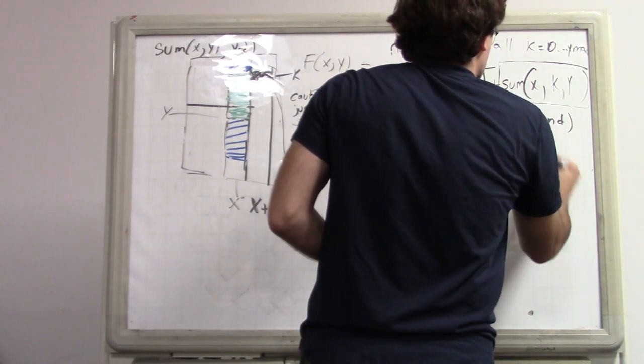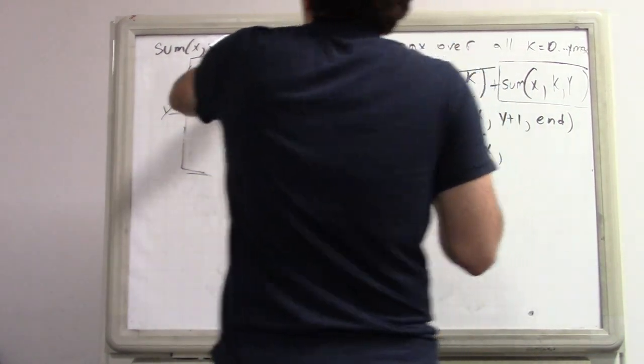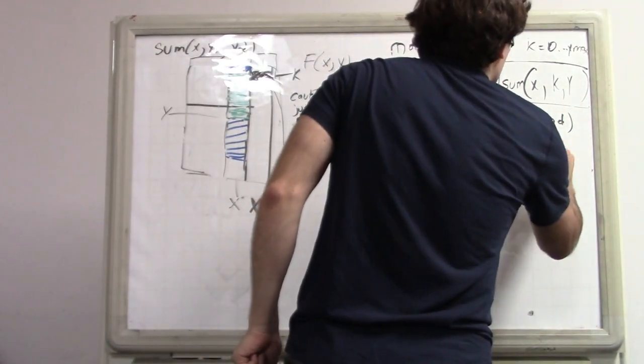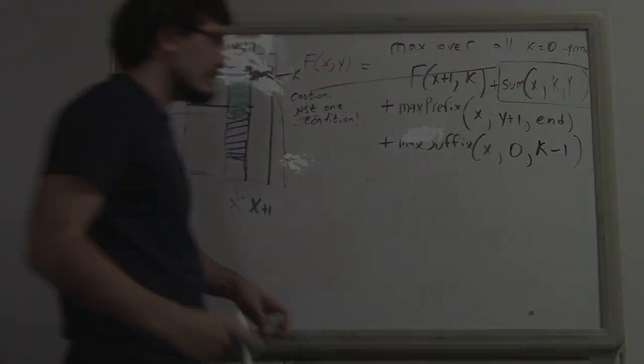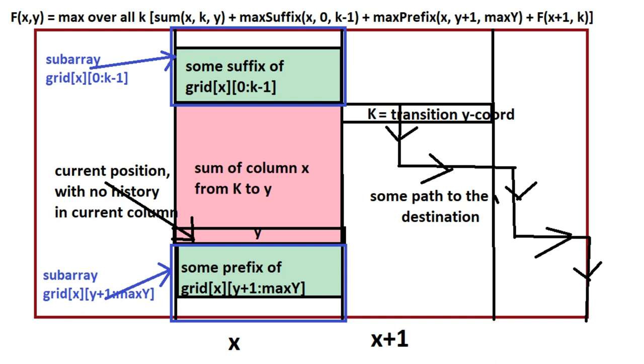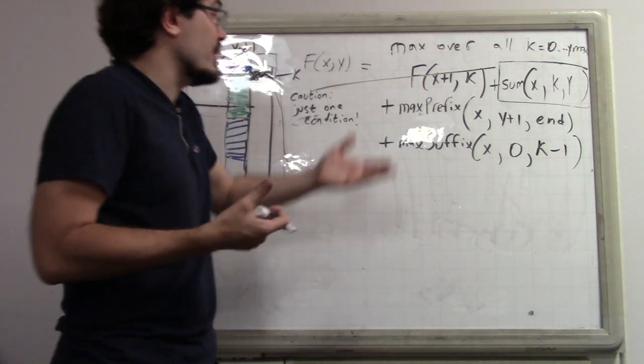x, y, sorry, x, and then the maximum prefix is taken between 0 and k, k minus 1, actually. Okay, and so here we're done.